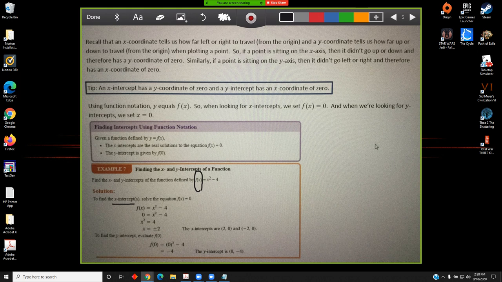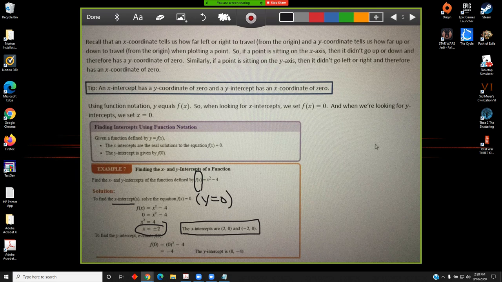Adding 4 to both sides gives us x squared equals 4. Applying the square root property gives us x equals plus or minus the square root of 4. Or, in a simple way, x equals plus or minus 2. So we get two values for x. The two x-intercepts are (2, 0) and (negative 2, 0). These are the x's, and this all started with an assumption that y equals 0.